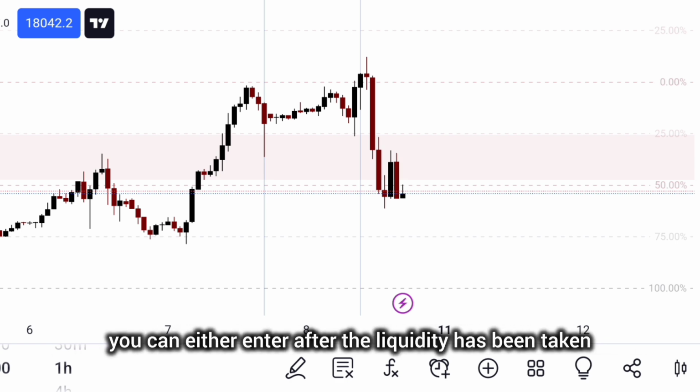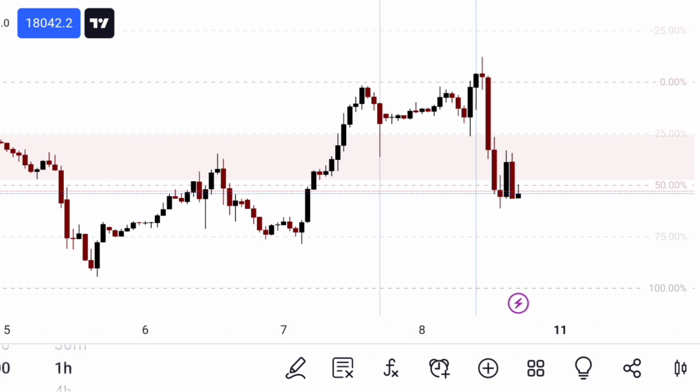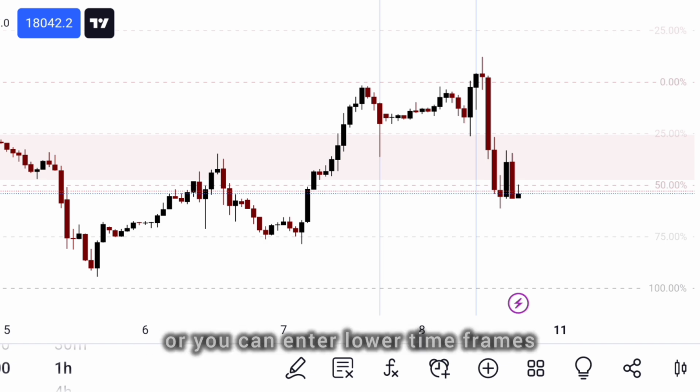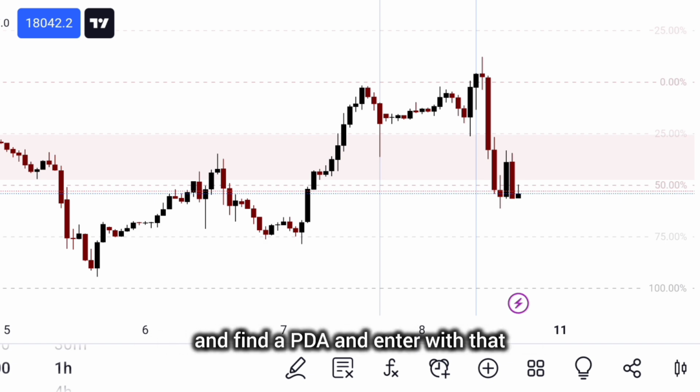So for your entry and a stop loss, it's very easy. You can either enter after the liquidity has been taken, or you can enter in lower time frames and find a PDA and enter with that.